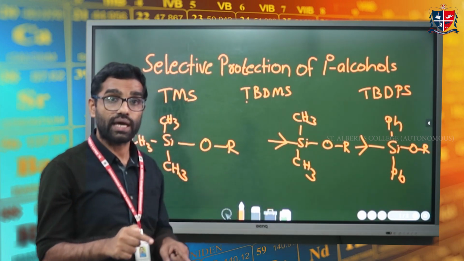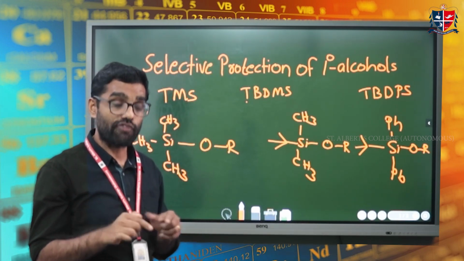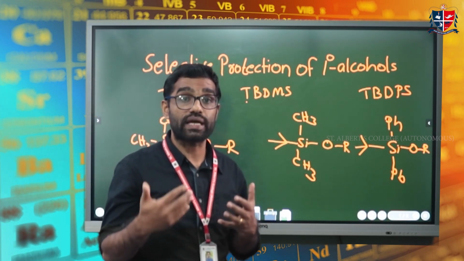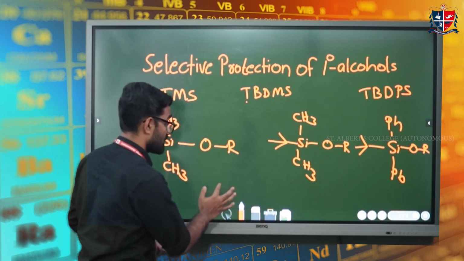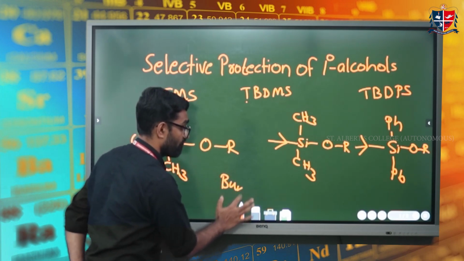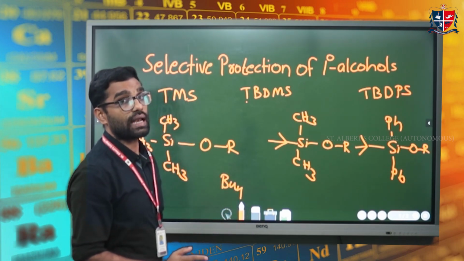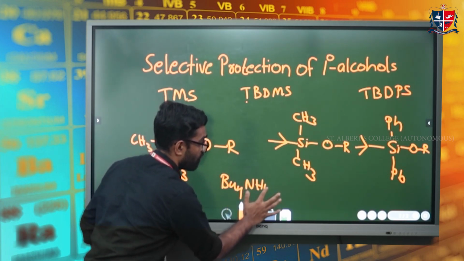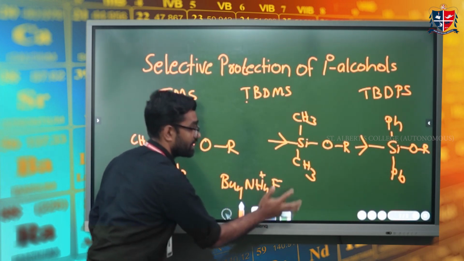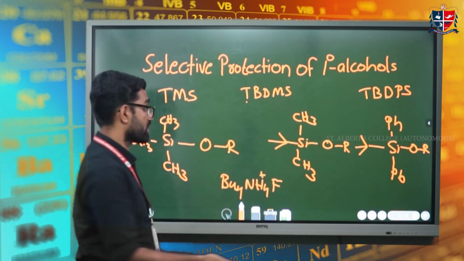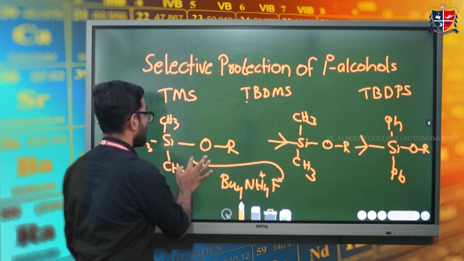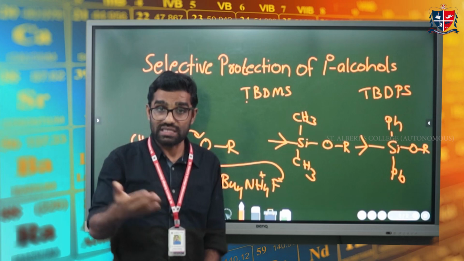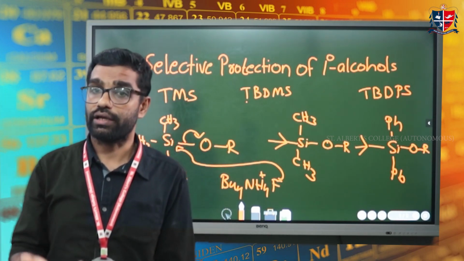And also we know that when we use F minus, fluoride, for example tetrabutyl ammonium fluoride, TBAF, Bu4N plus F minus, this will be easily deprotected. F minus can attack here and it will give RO minus. So these things we have learned earlier.